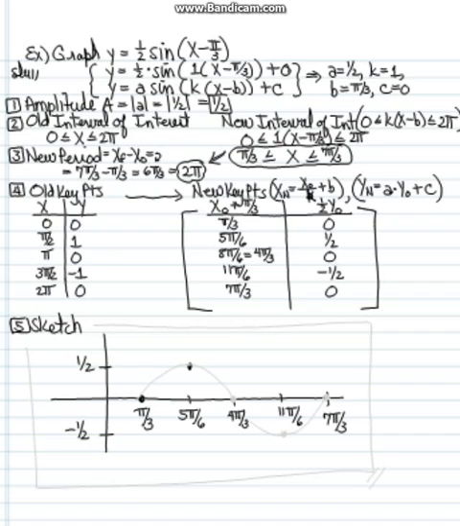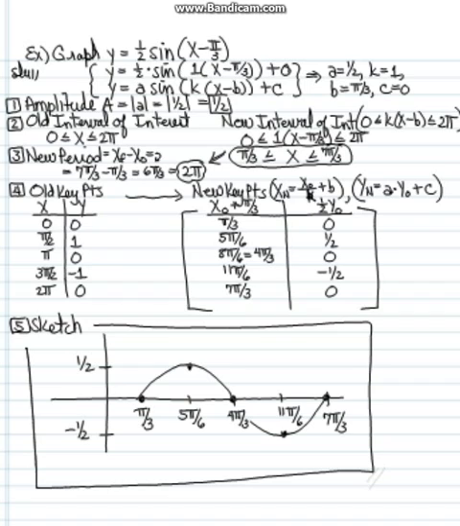Now graph the points on the new key points, and you'll get this sine wave that's been shifted over and squashed. It's squashed down compared to the original. So it's just a matter of graphing the ordered pairs for the new key points.